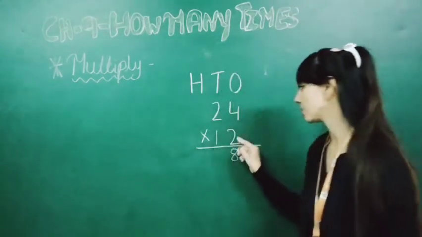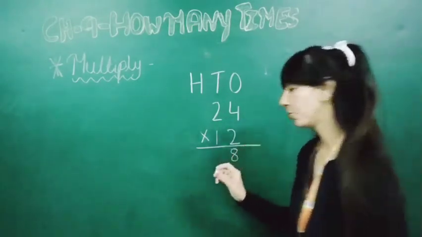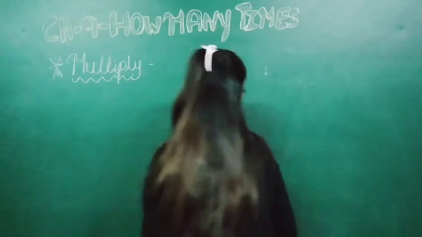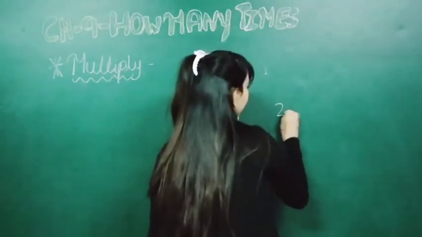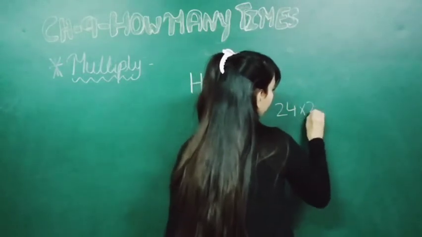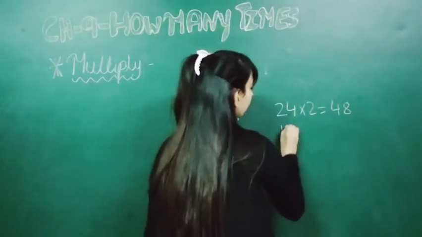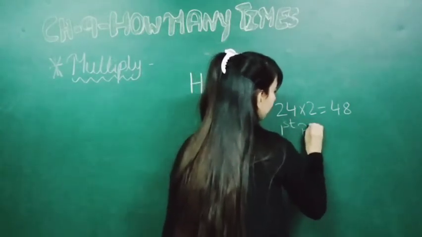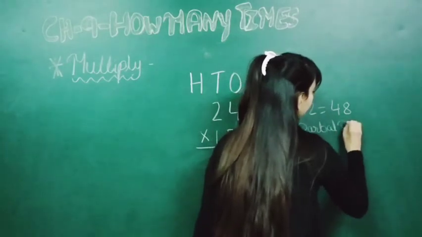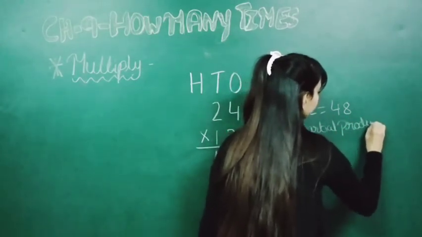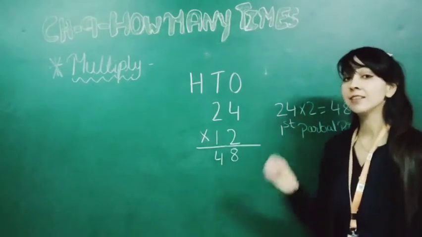Now we will do cross multiplication. This 2 is in the tens place. So 2 twos are 4. So we got the answer 48. So actually we have done 24 into 2. We got this 48 product as our first partial product. Now next we will see this 1, that is in the tens place.